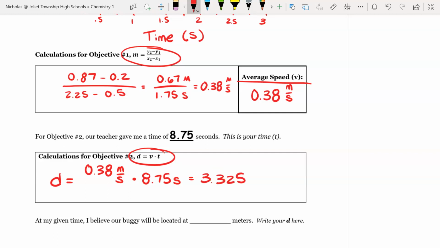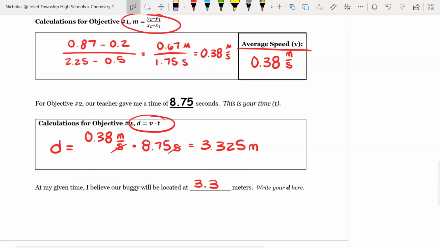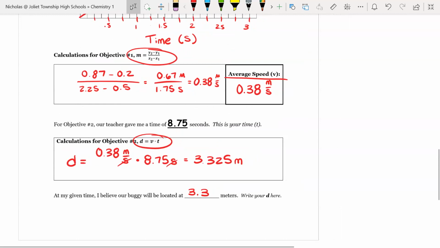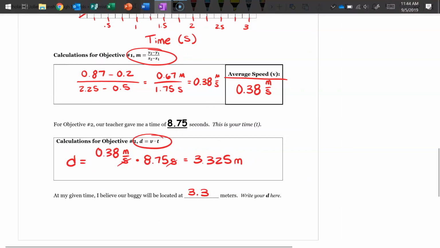And when I do that, I get 3.325. My units are going to cancel here, so my seconds will cancel, and I'm just going to be left with meters. So a good approximation, if we're rounding here, I would say this is going to be about 3.3 meters, and that is our distance. So what we did again is we took our average speed and we multiplied it by a time that I provided, and then that tells us where our buggy is going to be at that time. And that was the point of the Buggy Lab that we did in class.